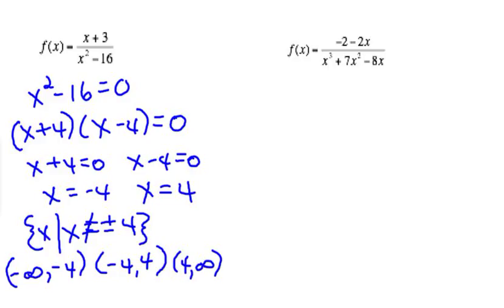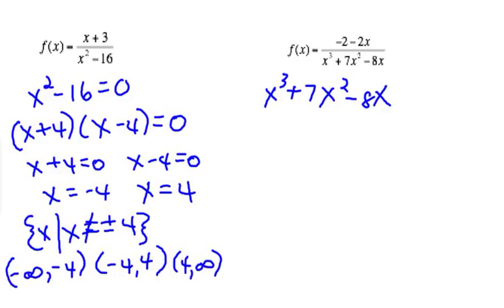So that could also be written in set builder notation as x such that x is a real number and x does not equal negative 4 and x does not equal positive 4. Alternate way of writing that set builder notation. Okay, now my denominator is x cubed plus 7x squared minus 8x in this new rational function. So again, remember that negative 2 minus 2x in the numerator doesn't matter when we're trying to find our domain, only the denominator does. So I'm going to start out with x cubed plus 7x squared minus 8x.